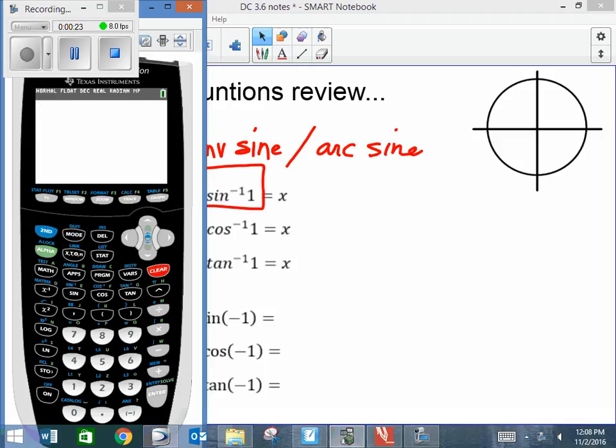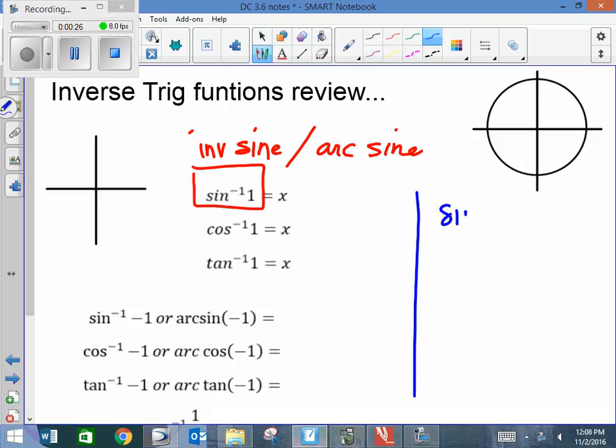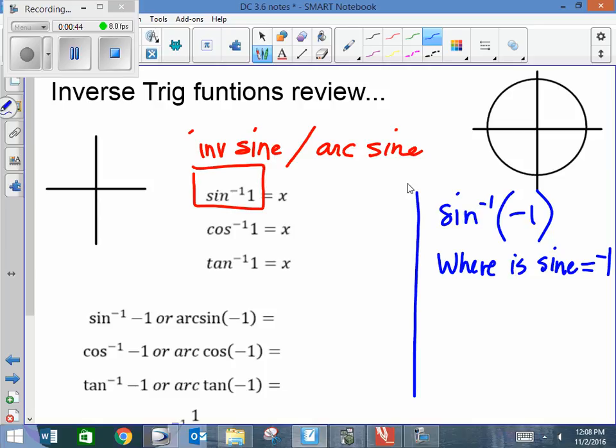So if you wanted to know the inverse sine of -1, okay, what does that mean? Where is sine equal to -1? So we go to the unit circle and we say, okay, where is that? Unit circle. And pi? I don't think so. That's -1, 0. 3 pi over 2. Okay?